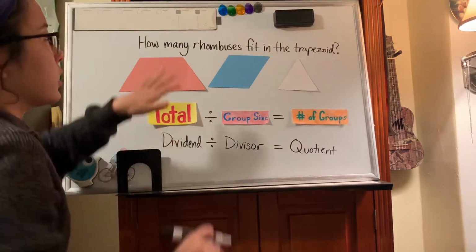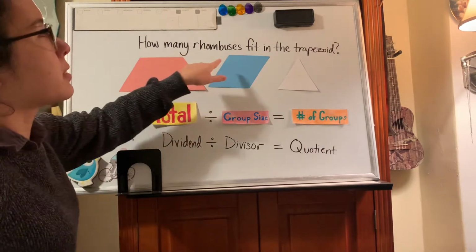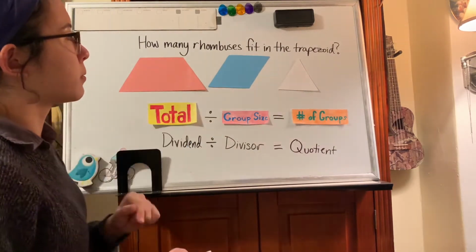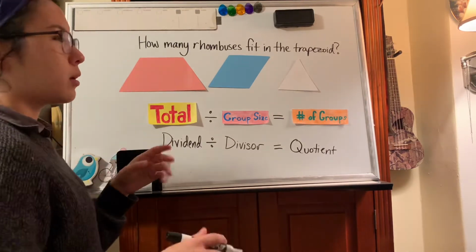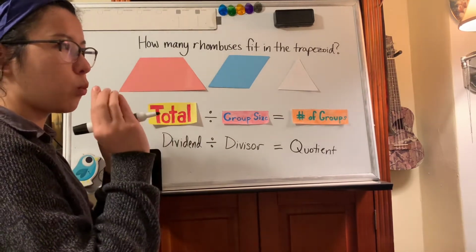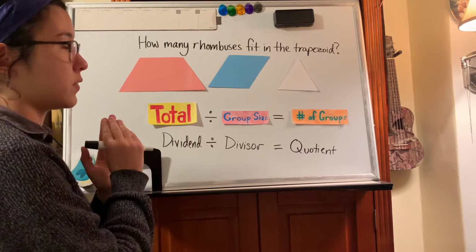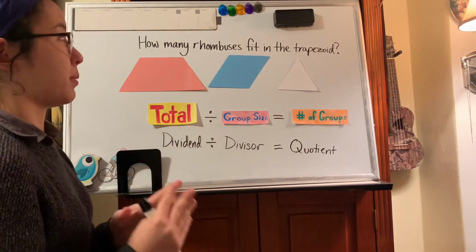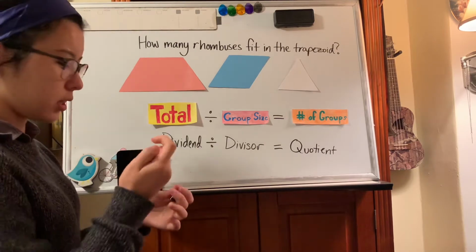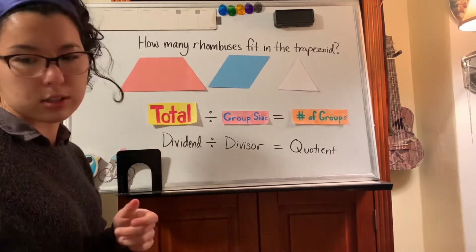Okay, so now that we have that vocabulary down at the bottom, let's take a look at this question here at the top. How many rhombuses fit in the trapezoid? Now we had two competing answers in class today. One group said 1 1/3 rhombuses fit in the trapezoid, and the other group said 1 1/2 rhombuses fit in the trapezoid. Let's look at how each side justified their answer.